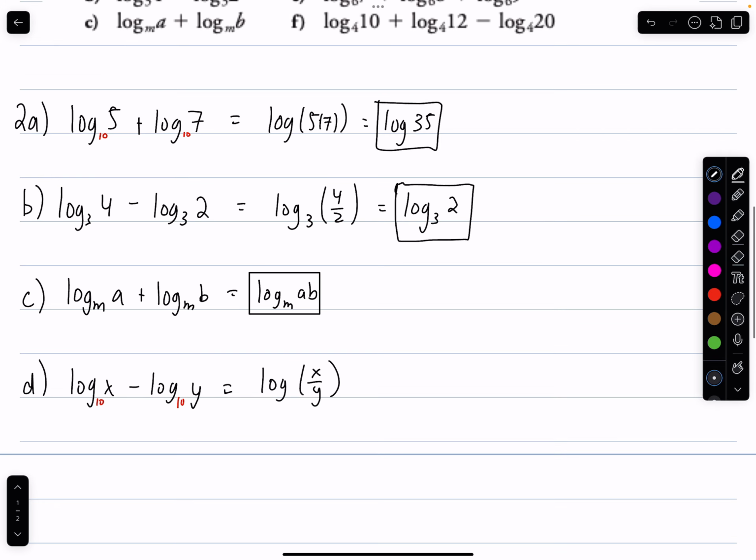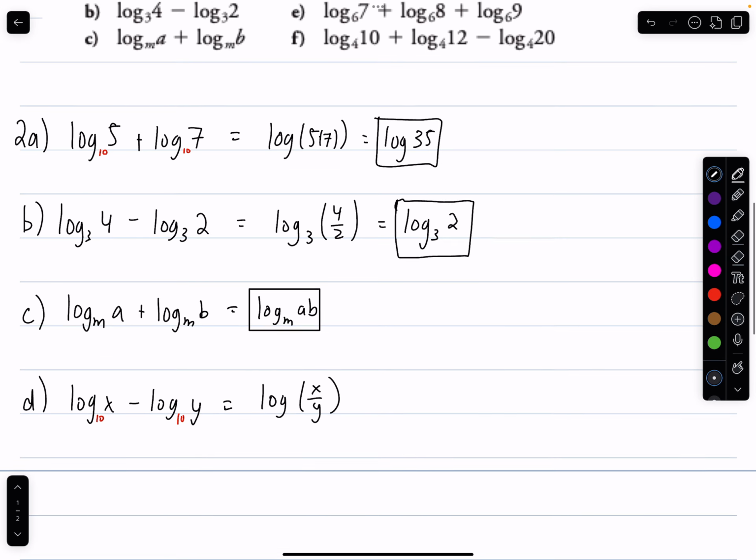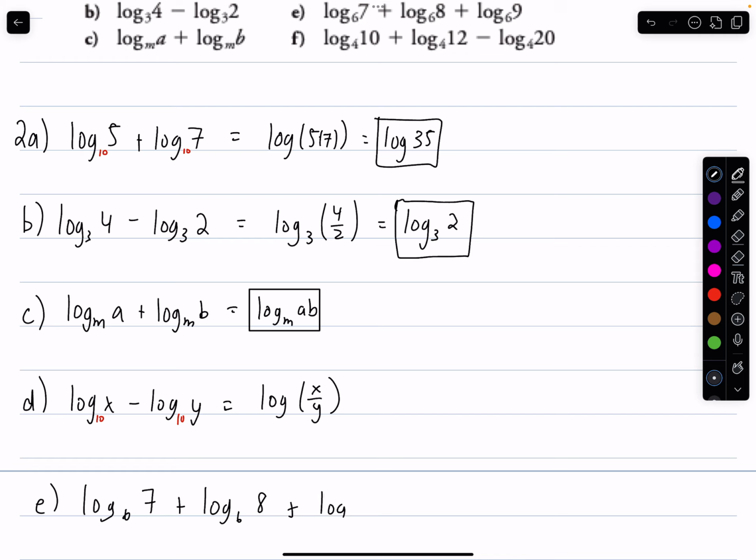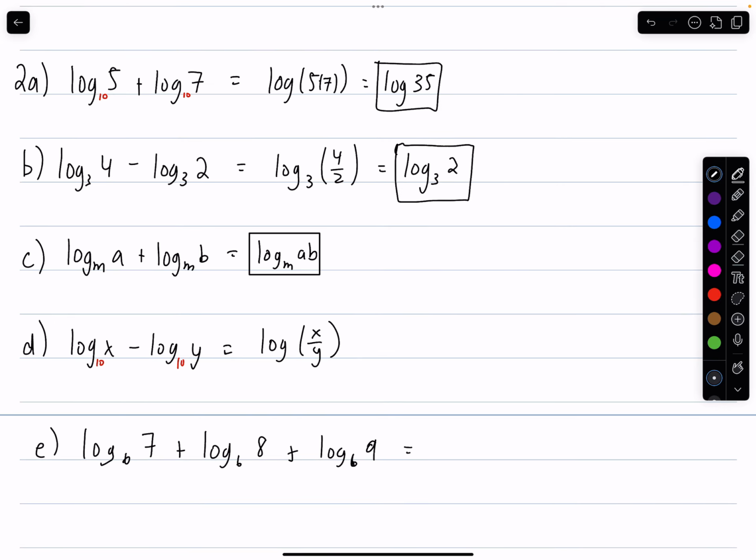Let's look at the next question, question E. We have log base 6 of 7 plus log base 6 of 8 plus log base 6 of 9. So when we have log 6 of 7, log 6 of 8, log 6 of 9, we can say this is log base 6 of 7 times 8 times 9. You might need to use your calculator for this one, but 7 times 8 times 9 is just 504. Okay?